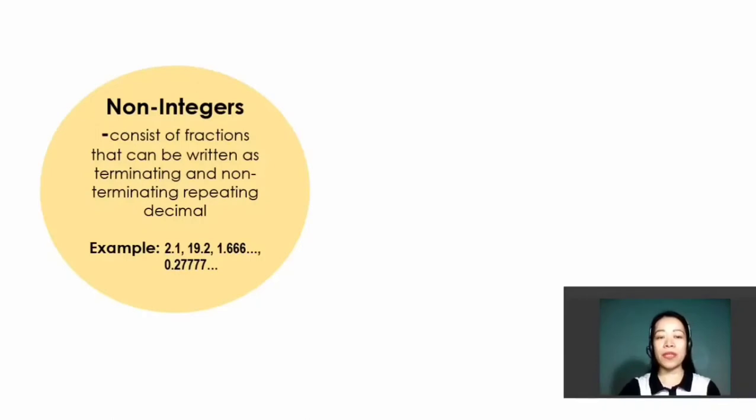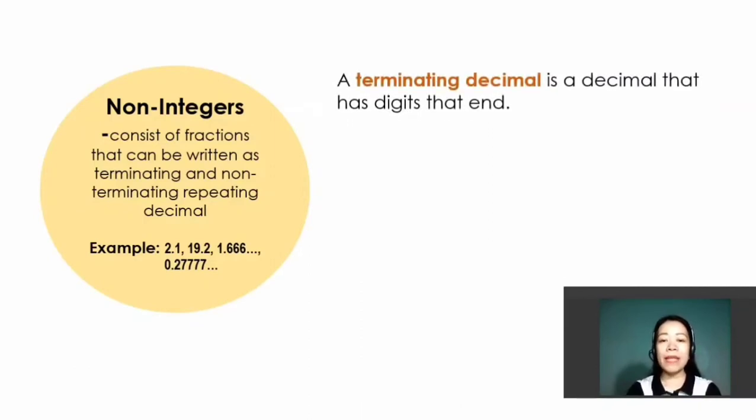There are also numbers that are non-integers. These numbers consist of fractions that can be written as terminating and non-terminating repeating decimals. Ano nga ba ang ibig sabihin ng terminating and non-terminating and repeating decimal? Okay, a terminating decimal is a decimal that has digits that end. For example, 2.1 and 19.2. So as you can see, nag-end siya sa 1 and sa 2.